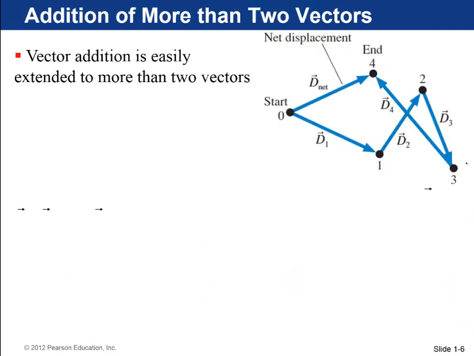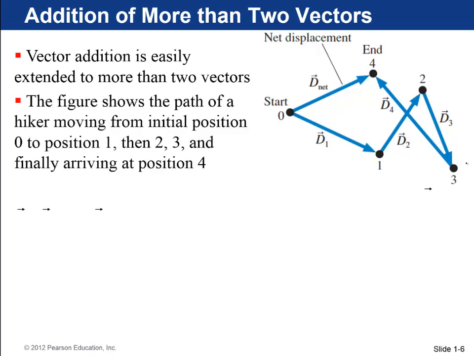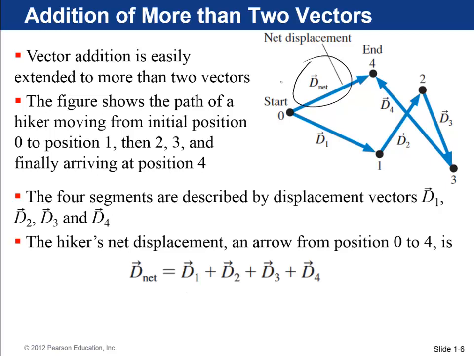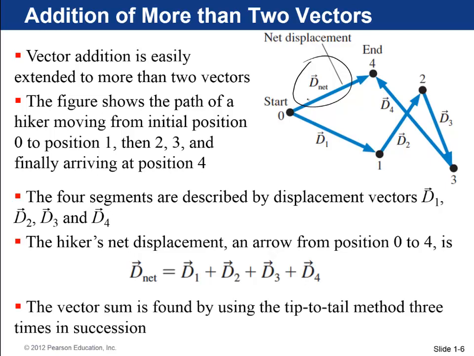If you want to add more than just 2 vectors, this is an example of using the tip-to-tail method for adding vectors d1, d2, d3, and d4, all of which are displacement vectors for this hiker. First he hikes down here, then turns and goes up there, and down and back up. The net displacement is found as d1 plus d2 plus d3 plus d4.